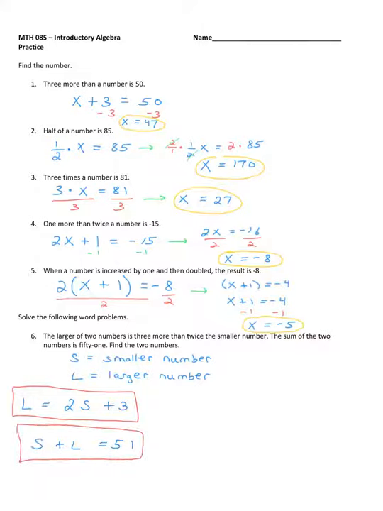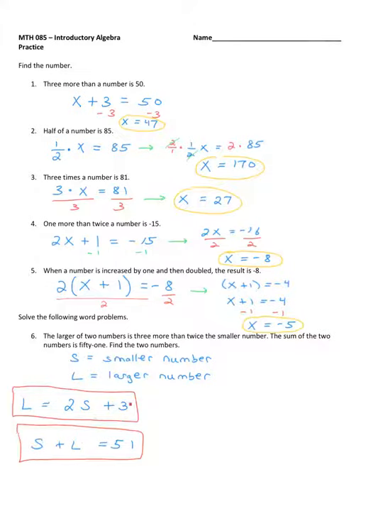So this question's harder because we needed 2 variables. We ended up with 2 equations. The goal is to now solve for both S and L. And how can we do that? What I'm going to do is note that L is equal to 2S plus 3. And here we have L in the second equation.